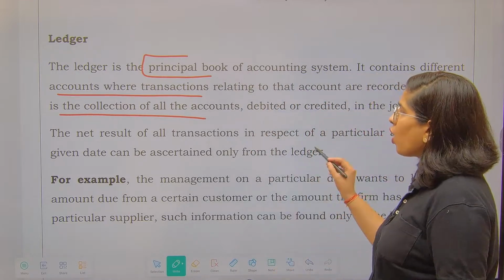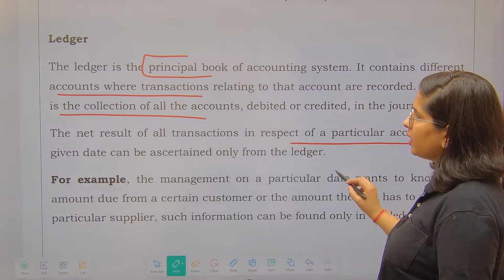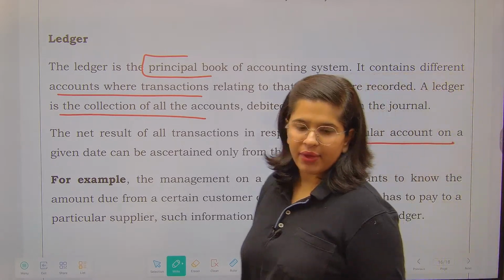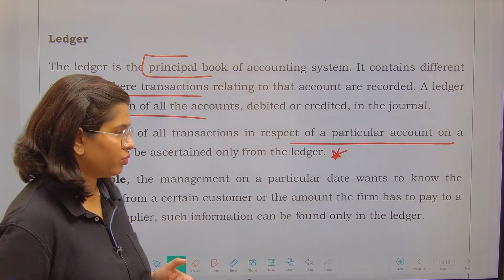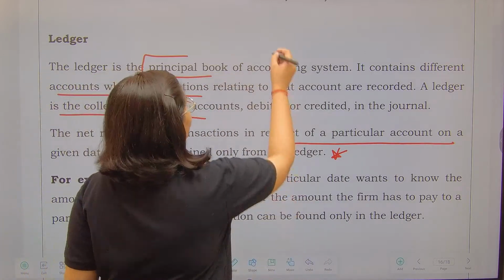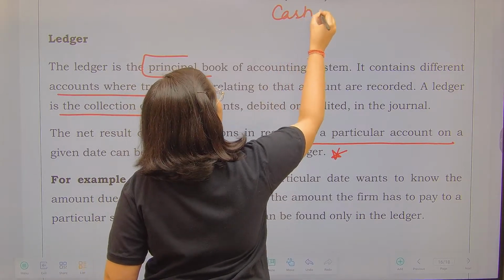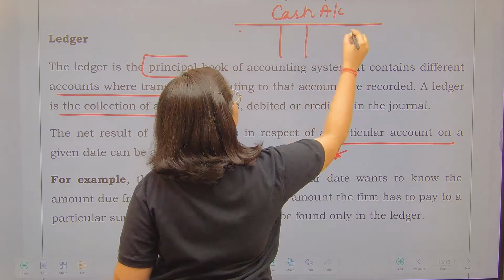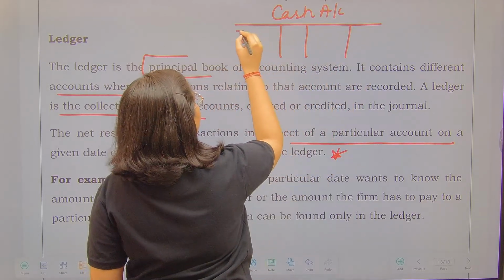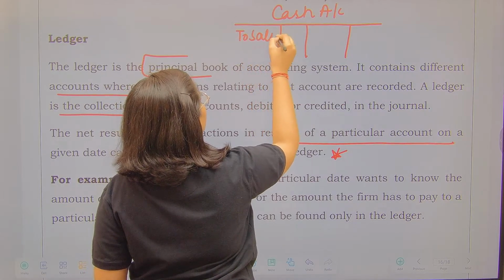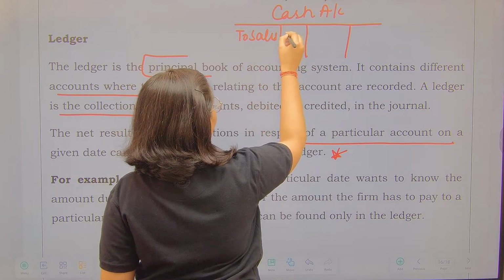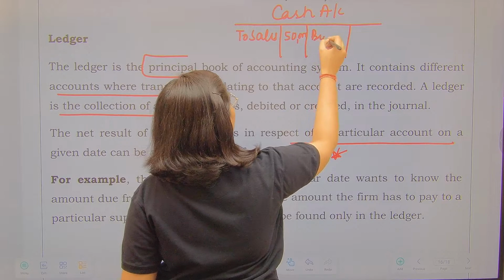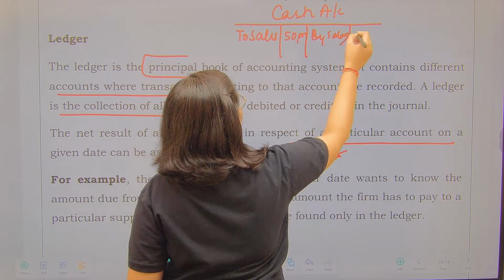The net result of all transactions in respect of a particular account can only be ascertained from the ledger. For example, when I was preparing the ledger for the cash account, just see over here. I said that in the current month I have done sales of 50,000 in cash, right? And I had to pay salary of 10,000.